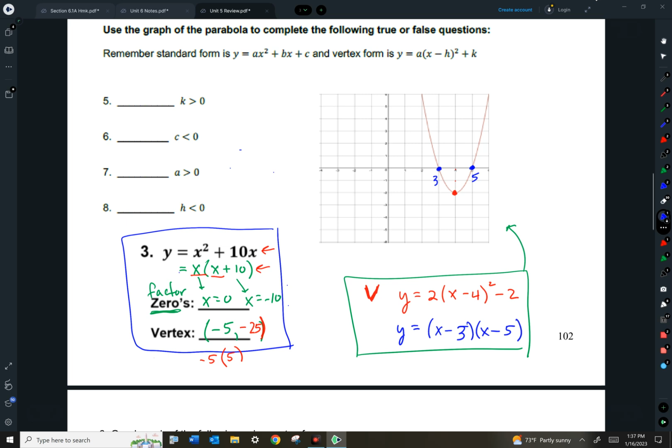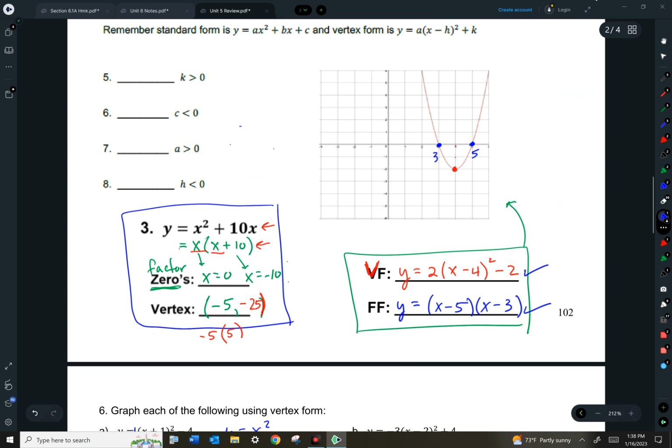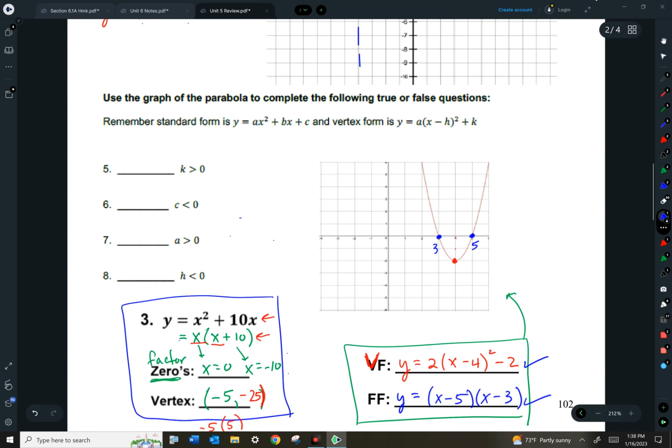I know I erased the wording. There we go. So for my factored form, it's x minus 5 and x minus 3. It doesn't matter what order you write them in. So there's my factored form and there's my vertex form. So I just wanted to show you that there are some problems on the quiz, yes, that are just like these up here, but then there's some that are worded a little differently. They look like this. Okay, so let's go back to this number 5 through 8.